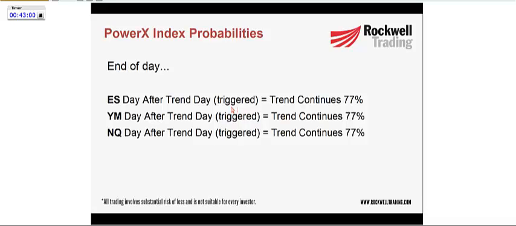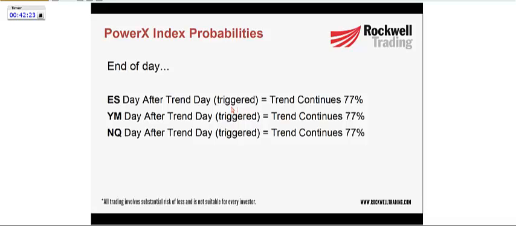Based on that criteria and those rules, using power crossover indicators and the method, I expect that the E-mini S&P trend will continue 77% of the time, meaning that we will close above the previous day's close if there is a triggered uptrend. We will close below the previous day's close if there is a triggered downtrend. And it just so happens that these numbers are the same. This is going back years. This is using years of data that we've analyzed here.